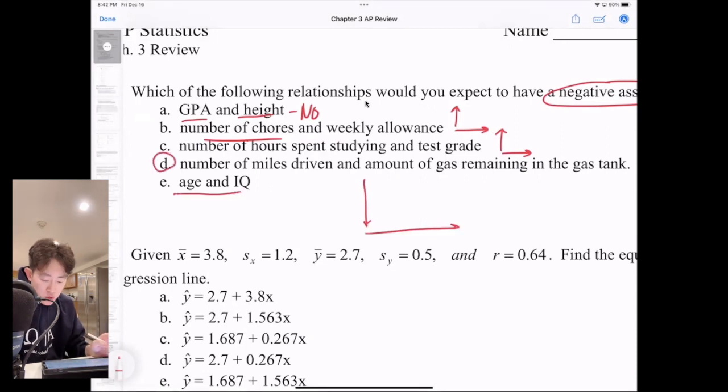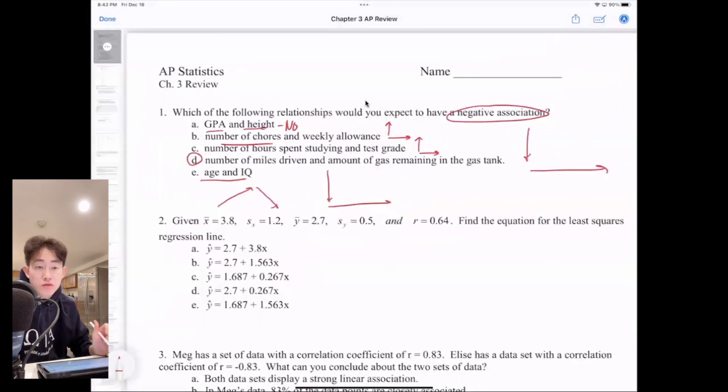Age and IQ tend to not really have a positive relationship. It will really have a positive as well as maybe a negative relationship depending on the age, because our cells deteriorate towards the end of our lives. So therefore, it's not actually one positive, one negative. It's actually both. So it's D for number one.